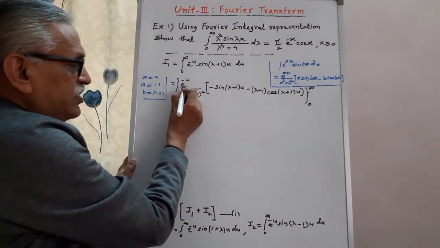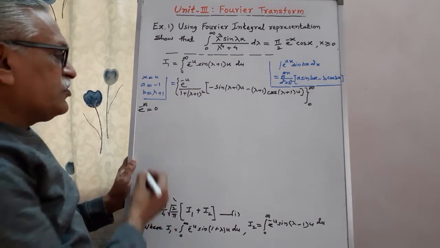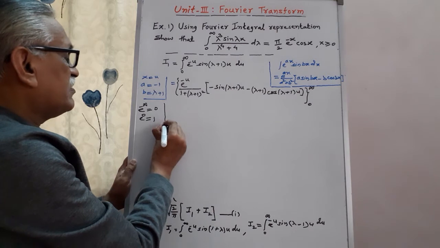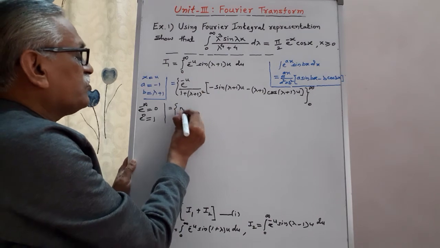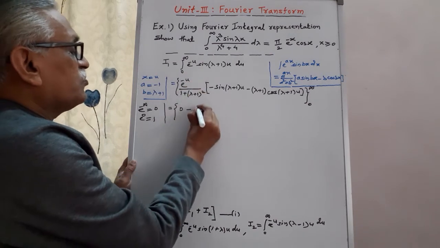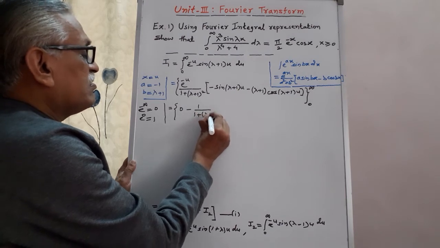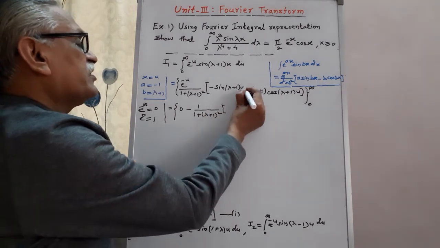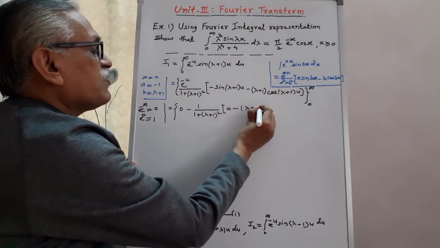Substituting the upper limit for u as infinity, we get e raised to minus infinity. Standard result, its value is 0. For the lower limit, it becomes e raised to 0 as 1. And therefore, e raised to minus infinity as 0, 0 into anything we get 0. Minus e raised to 0, 1 divided by 1 plus lambda plus 1 whole square into sin 0 is 0, cos 0 is 1, therefore minus lambda plus 1.